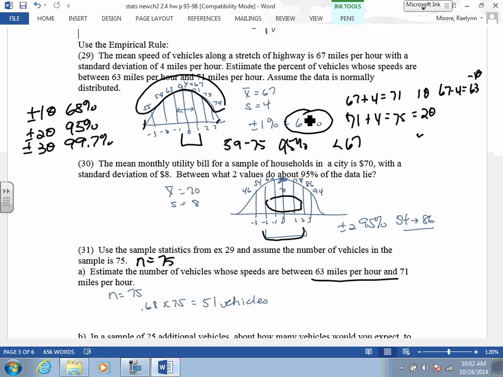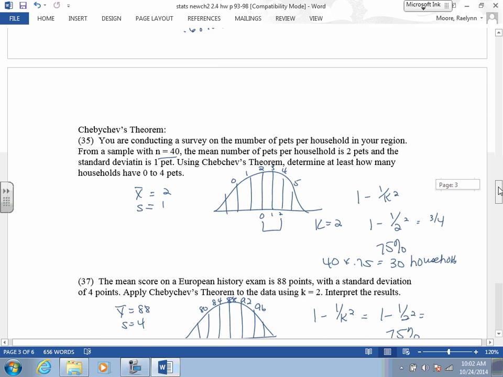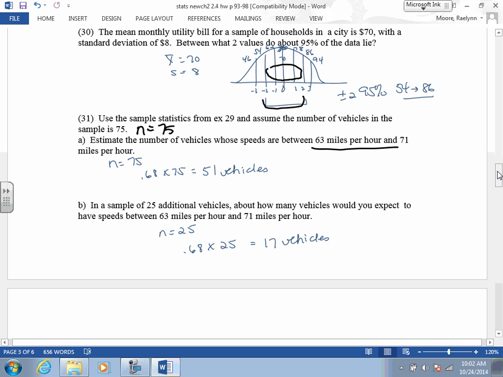Right underneath it is just another sample size, a sample size of 25. So now 25 cars come through. It's still 68% of them are going to be between 63 and 71. So 25 times 0.68. Now, if you've got a decimal here, you obviously can't have a decimal vehicle, so you'd have to round. You'd have to use your rules of rounding.